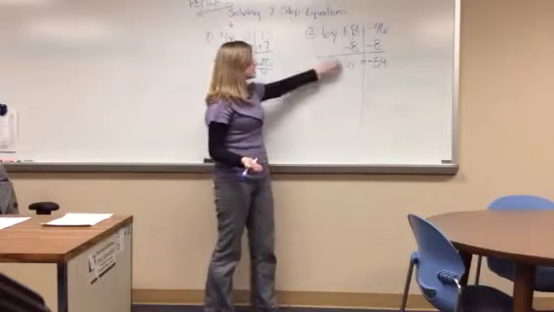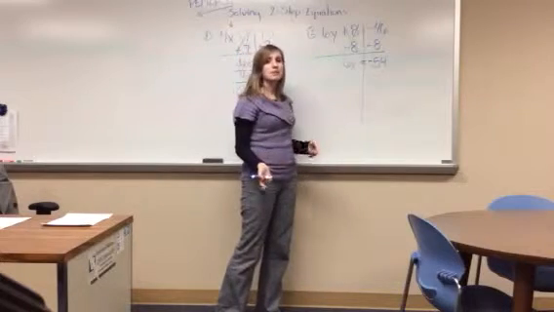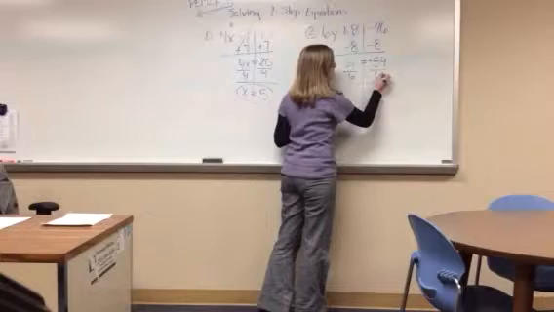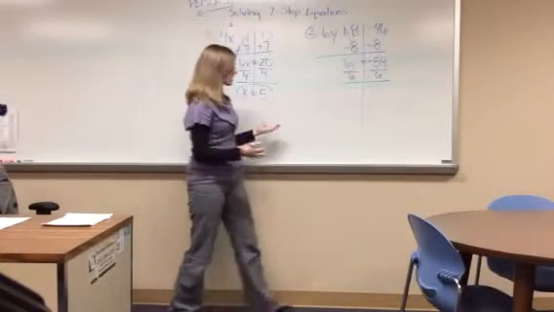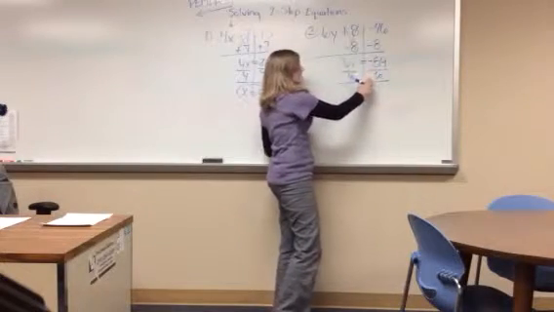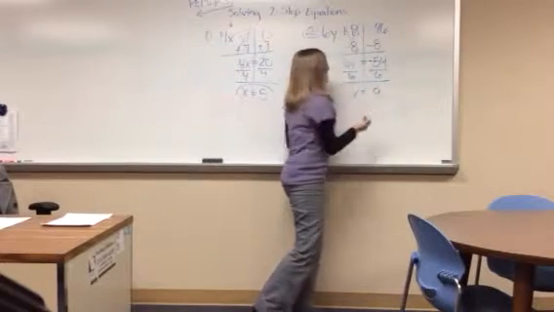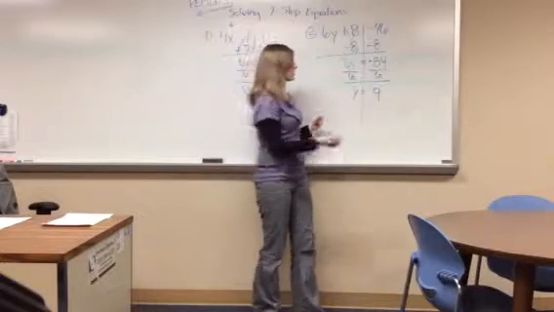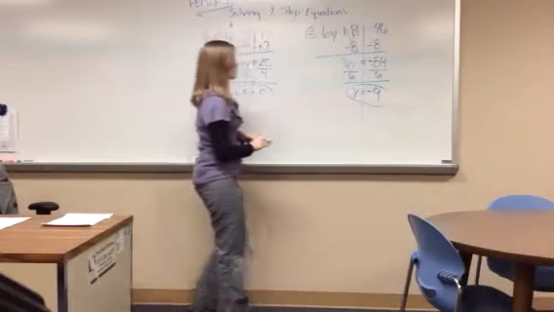To get y by itself, I need to cancel out the 6. This is 6 times y, so the opposite is division. So I'm going to divide both sides by 6. The 6's cancel. I get y equals -54 divided by 6. 54 divided by 6 is 9. The signs are different. Remember, for multiplication and division, if the signs are different, the answer is negative. So y equals -9 is my solution.